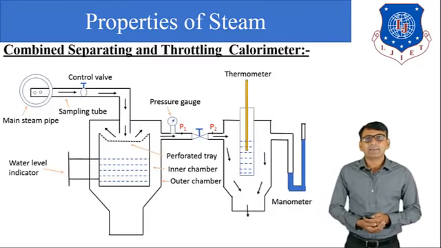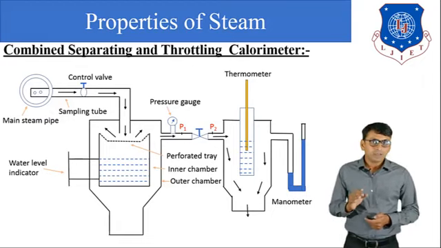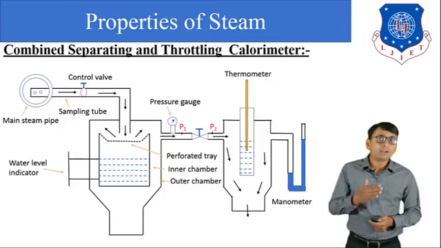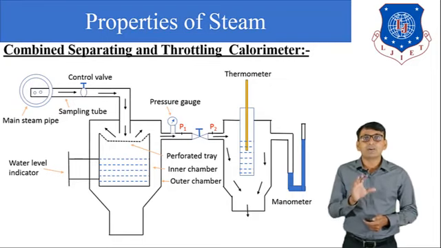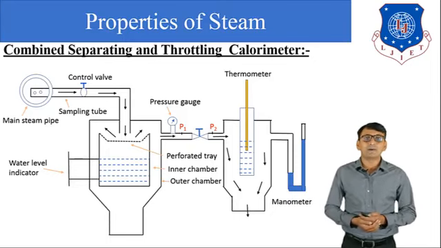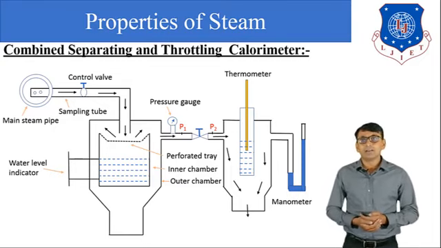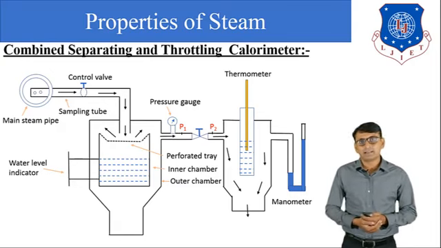Now we discuss the second topic of this lecture, the combined calorimeter. We have already discussed the separating calorimeter and the throttling calorimeter in the previous lecture. By combining these two calorimeters, we get the combined separating and throttling calorimeter. In this calorimeter there is a main pipeline, sampling tube, control valve, pressure gauge, water level indicator, inner chamber, outer chamber, perforated tray, thermometer, manometer, etc.